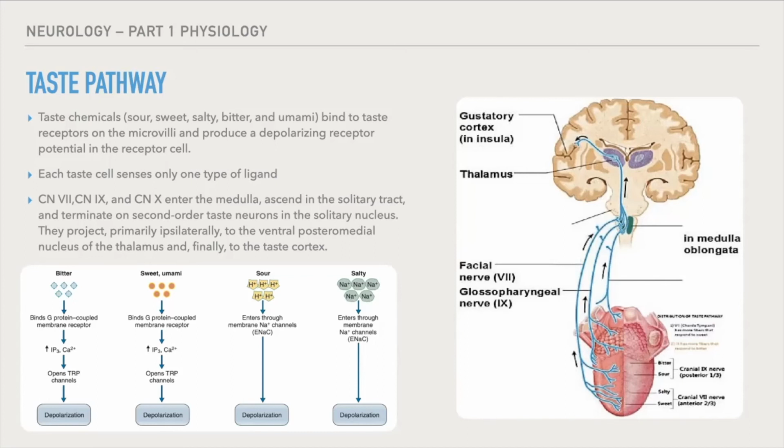But how? We have cranial nerves 7, 9, and 10 that receive this information and take it to the brainstem. They ascend in the solitary tract and terminate on the second order taste neurons in the solitary nucleus. The second order neurons project mainly ipsilaterally to the ventral posteromedial nucleus of the thalamus, and finally to the taste cortex, as we can see in the picture on the right.